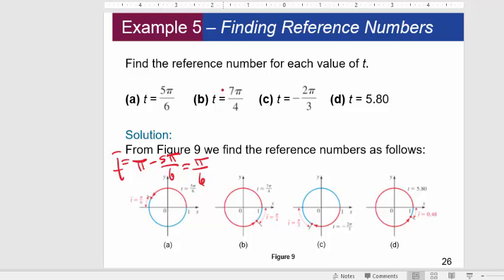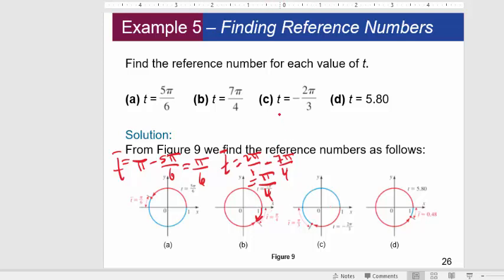It's pi over 6. So for 7 pi over 4, there's your 7 pi over 4. It's in the fourth quadrant. Remember, in the fourth quadrant, to find the T bar, we would do 2 pi minus the angle, right? So that's 8 pi over 4 minus 7 pi over 4. So we end up with pi over 4. So our reference angle for 7 pi over 4 is pi over 4, again, which is this angle right here.